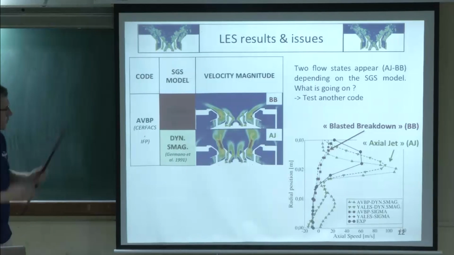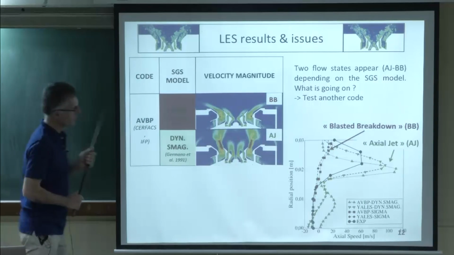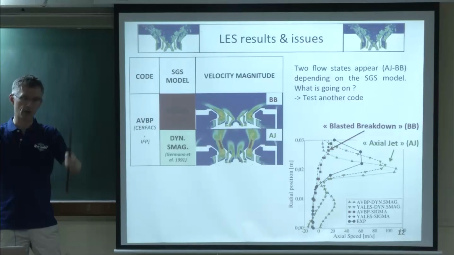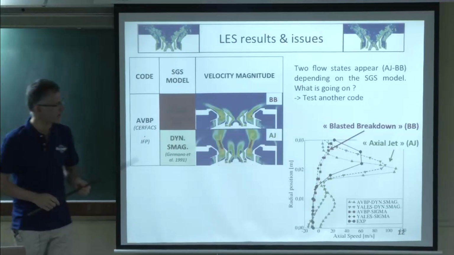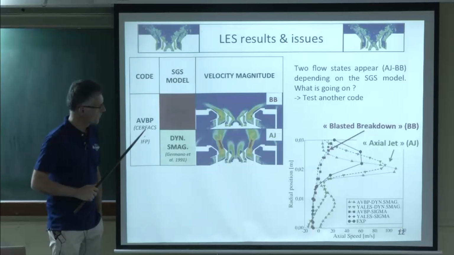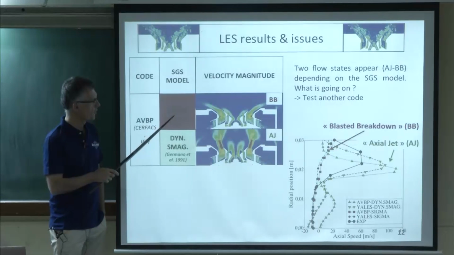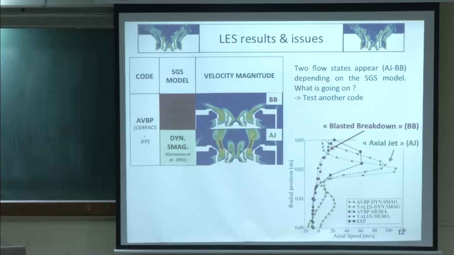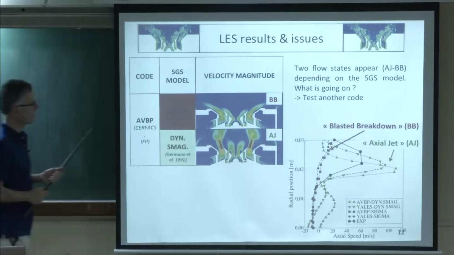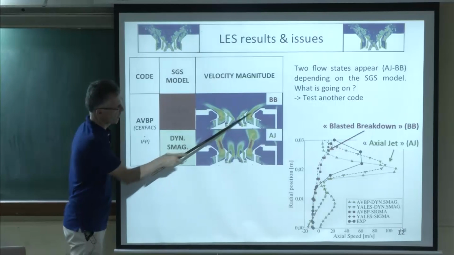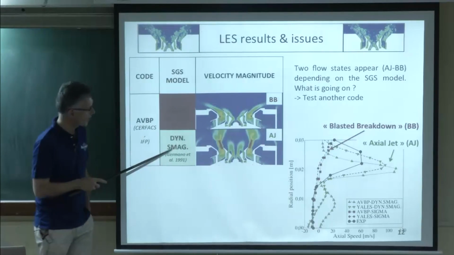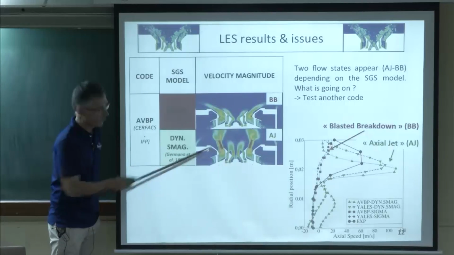So let me show you first the results right away. This is the result of the cold flow LES. You get the student, you get the code, you tell him run it, and he comes back and tells you, well, with AVBP, when we use the sigma model, which is a model a little bit better than Smagorinsky, we get this result for the velocity field. That's a cut through the central axis of the swirler. And when we use dynamic Smagorinsky, we obtain this flow.